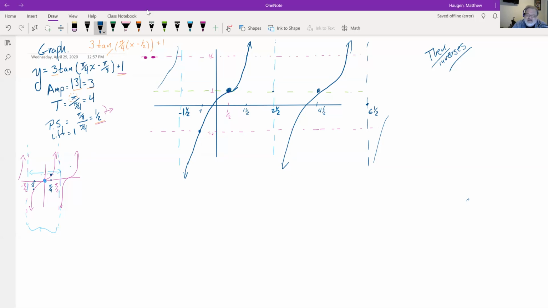Questions about graphing tangent before we talk about inverses? I know you guys are excited about talking about inverses, which is good because they're exciting.